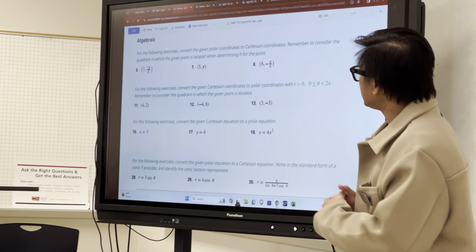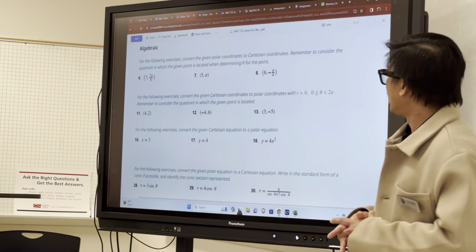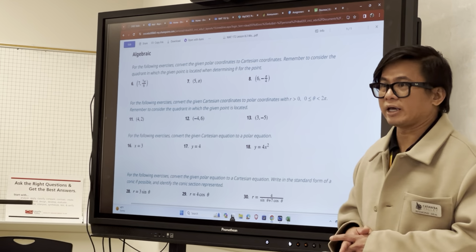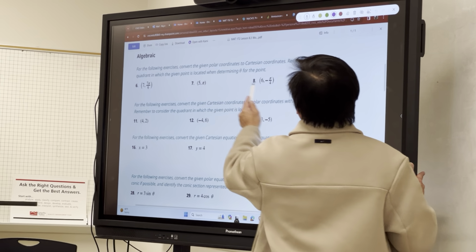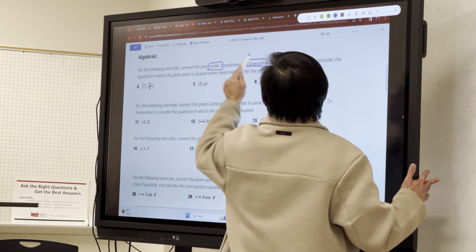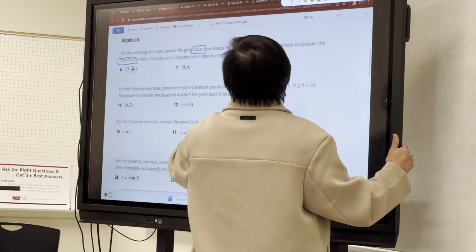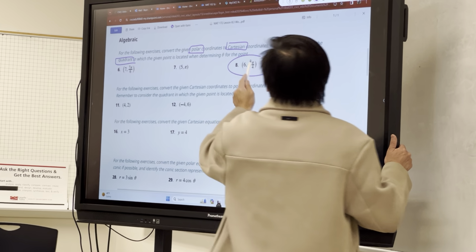Let's read first in here number 8. Let's read number 8 and see how we can work on that one. Okay, Brian, go ahead. For the following exercises, convert the given polar coordinates to Cartesian coordinates. Remember to consider the quadrant at which a given point is located when determining theta for the point. Thank you. All right, so again, we got in here 6, negative pi over 4. So let's put it in here first. Number 8.